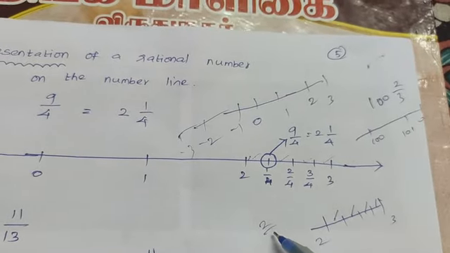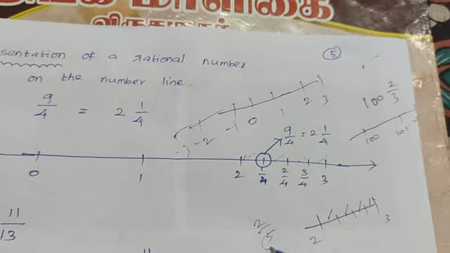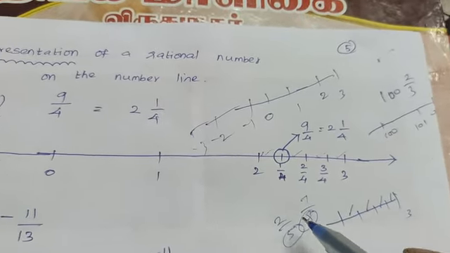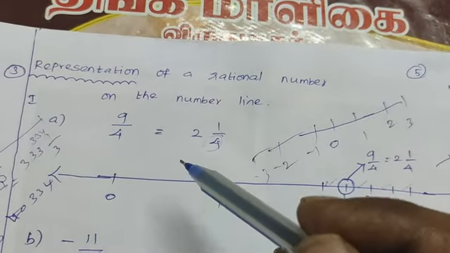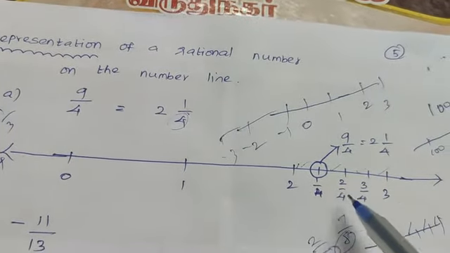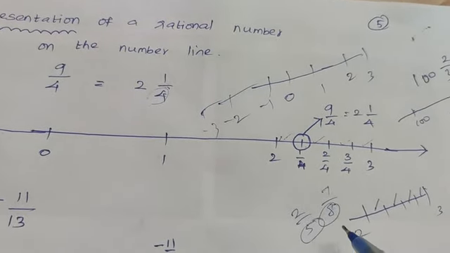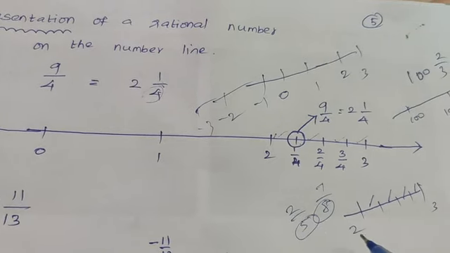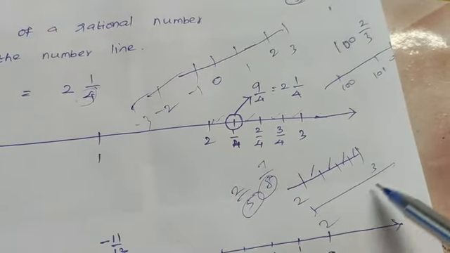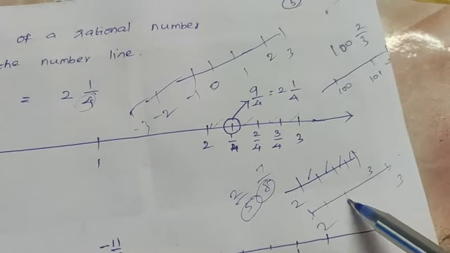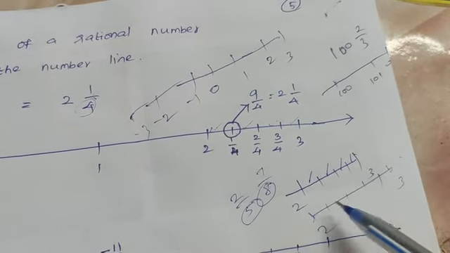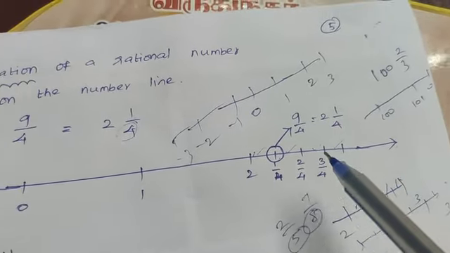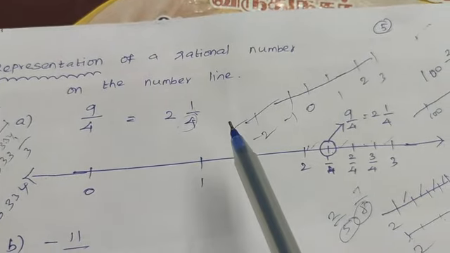Suppose 2 by 5. We need to divide into 5 parts. Suppose 7 by 8, we need to divide it into 8 parts. So the denominator tells how many parts we need to divide. Suppose 4 parts means we need to introduce 3 lines, 1, 2, 3. 8 parts means we need to introduce 7 lines. 5 parts means we need to introduce 4 lines, 1, 2, 3, 4. Like that, just write.